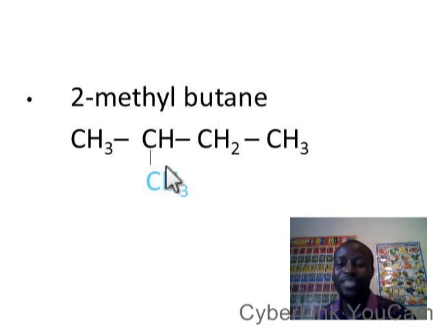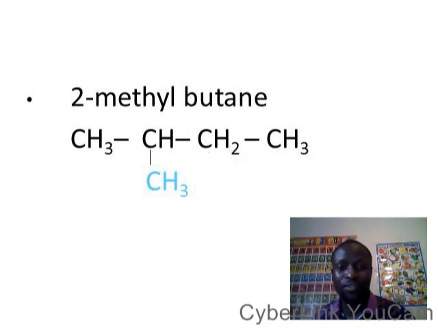So this is 2-methylbutane. This is the attachment. Why this is not having 2 hydrogen is because the number of bonds surrounding each carbon atom must not be more than 4. So if it must not be more than 4, if you put 2 hydrogen here, you'll be wrong. Do you get that now?